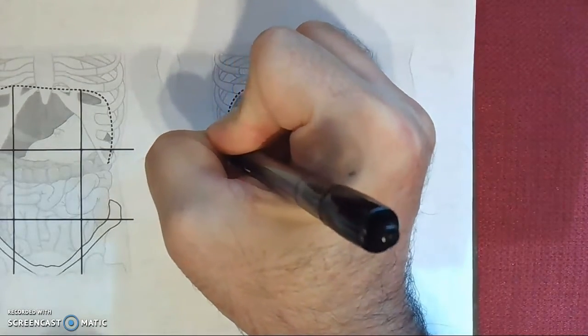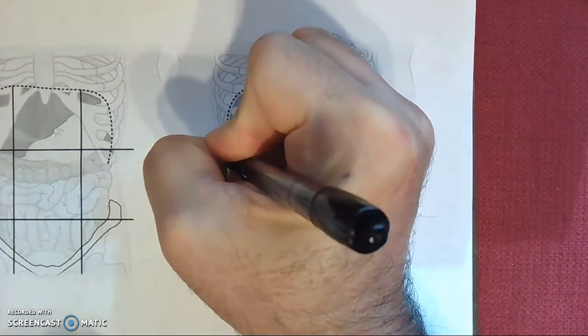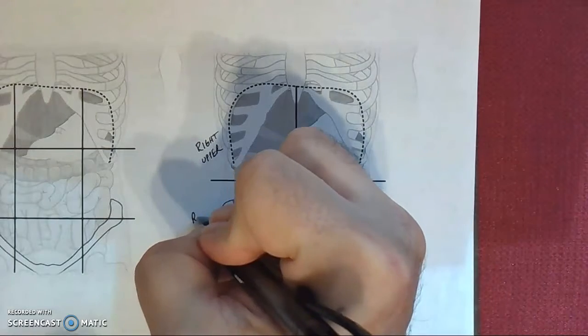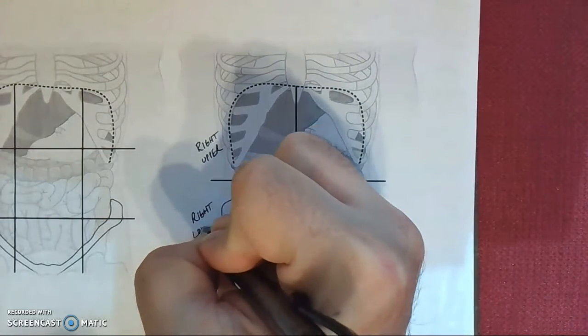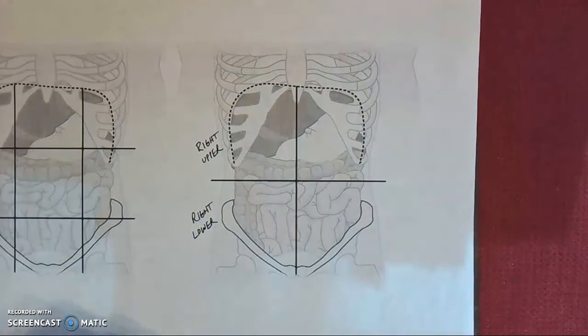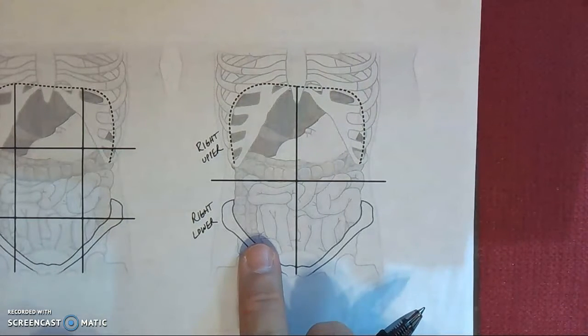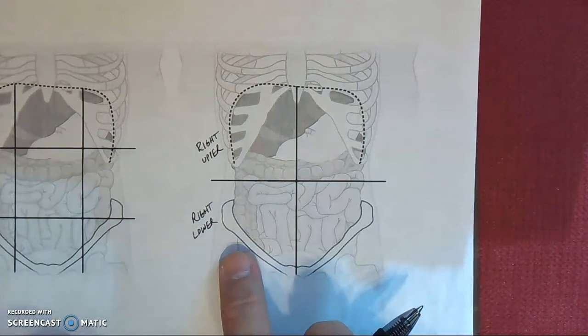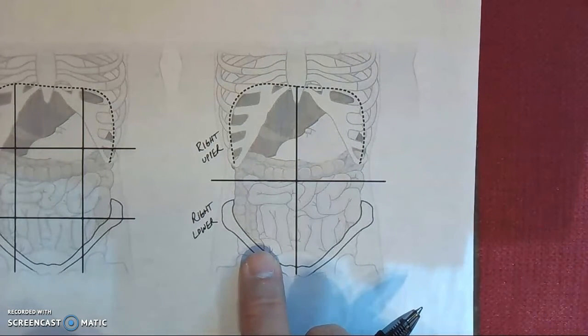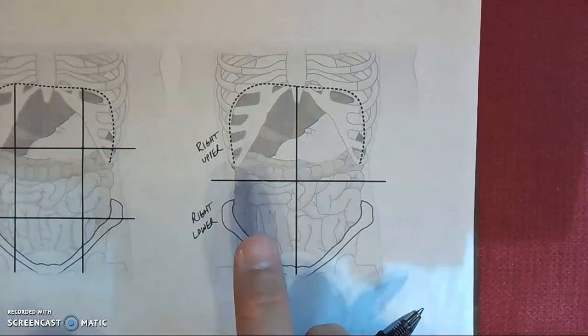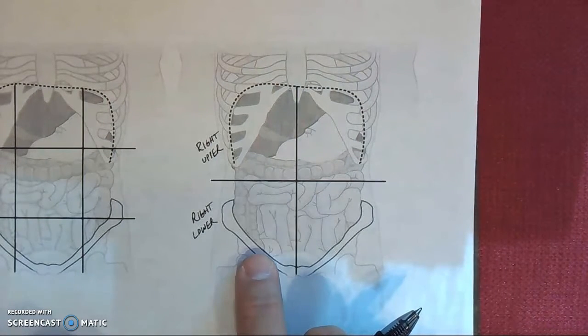So up here we have the right upper quadrant, and down here we have the right lower quadrant. And the right lower quadrant is typically referred to a lot because the appendix usually resides right down here. So if somebody has right lower quadrant pain, typically that could be an appendix inflammation or rupture.